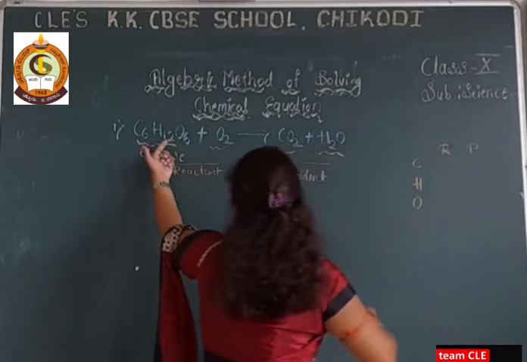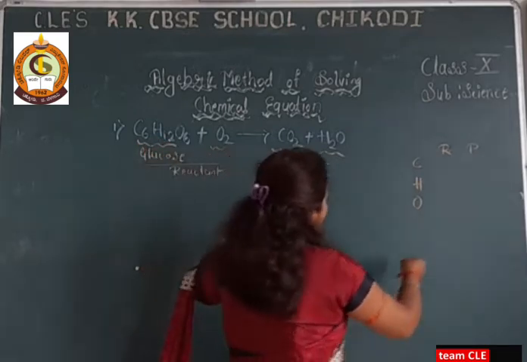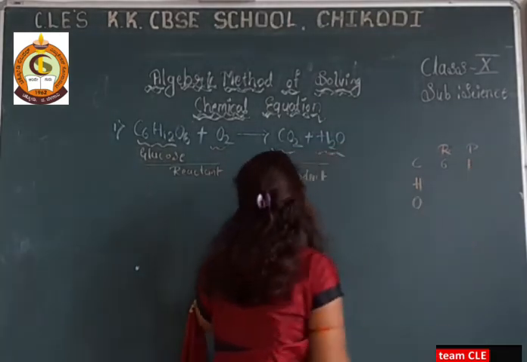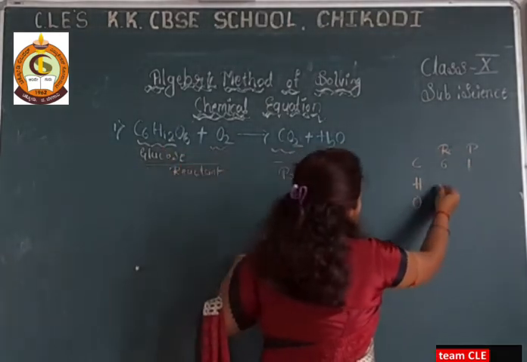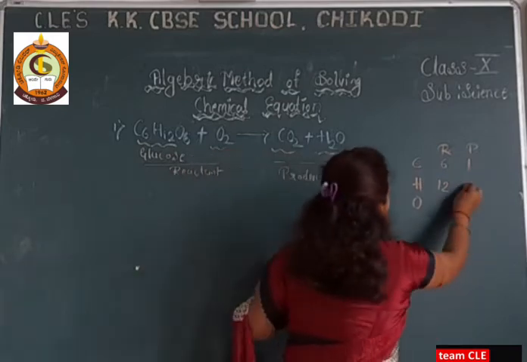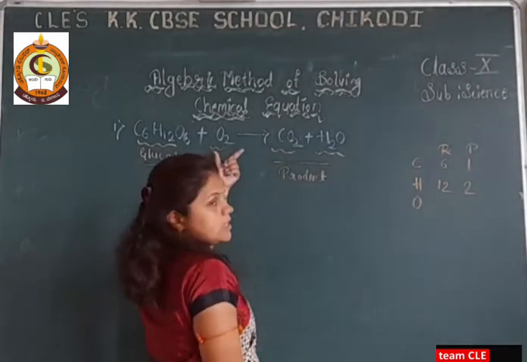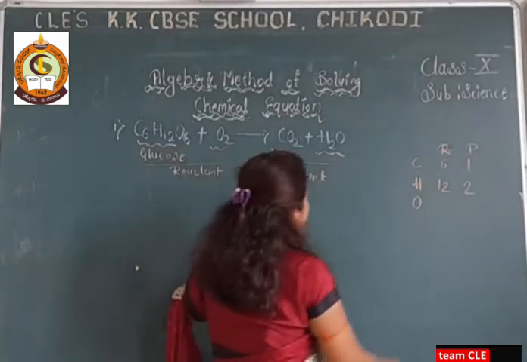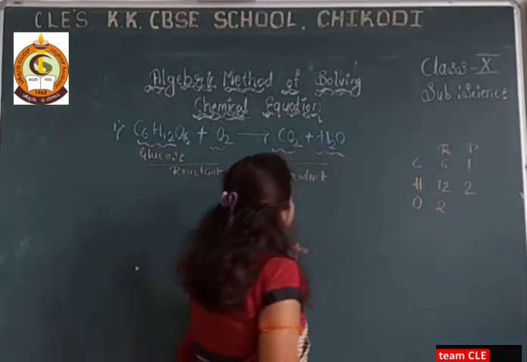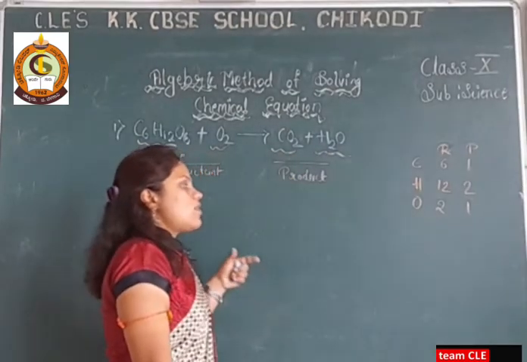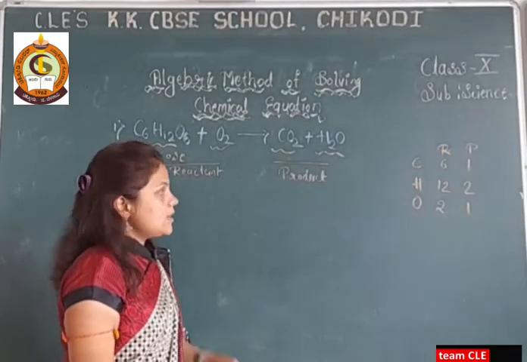In the reactant, how many carbons are there? 6. In the product, only 1. Hydrogen, totally how many are there? Hydrogen 12. Here only 2. Oxygen, how many are there? That is 2. Here oxygen is only 1. Dear students, you can observe that all the elements are unbalanced here.